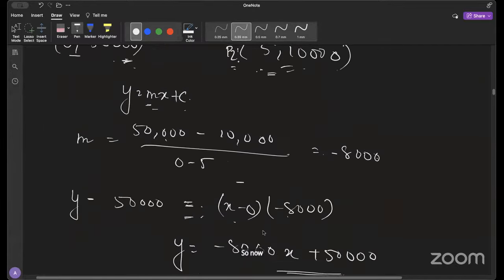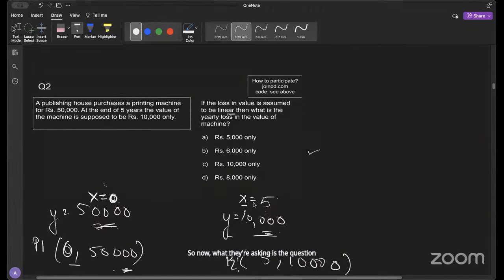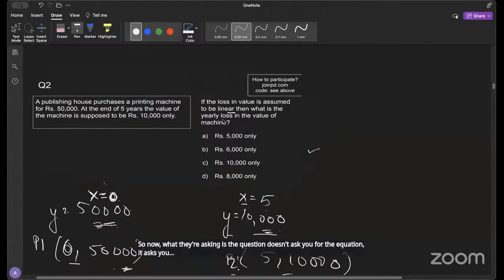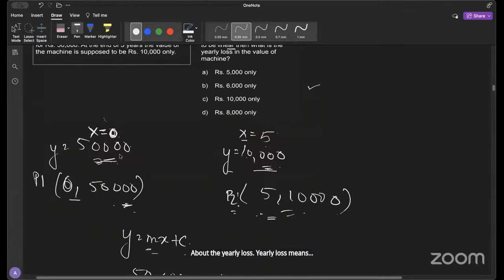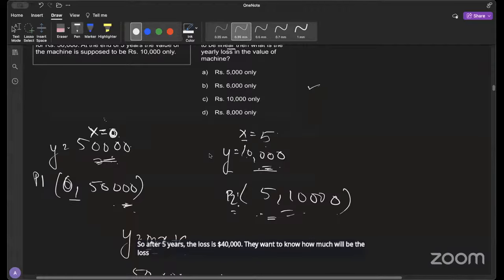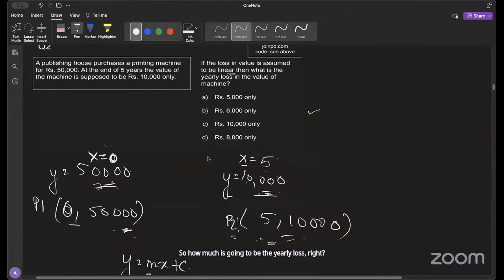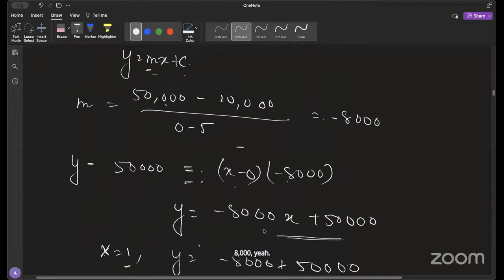So you get this as the equation. Now, what they're asking is, the question doesn't ask you for the equation. It asks you about the yearly loss. Initially it's 50,000 and then at the end of 5 years, the price is 10,000. So after 5 years, the loss is 40,000. They want to know how much will be the loss after a year. So how much is going to be the yearly loss? 8,000. Yeah.